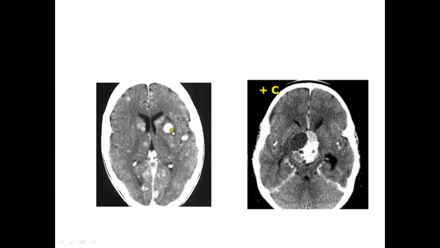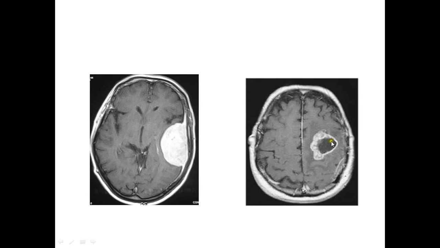When there are multiple lesions in the brain, we are suspecting metastatic lesions. So if you look, there are lesions in the frontal lobe, in the basal ganglia, and the occipital and temporal lobes, so there are multiple lesions. While here there is a tumor in the suprasellar region, compressing and involving the third ventricle, and the lateral ventricles are dilated.